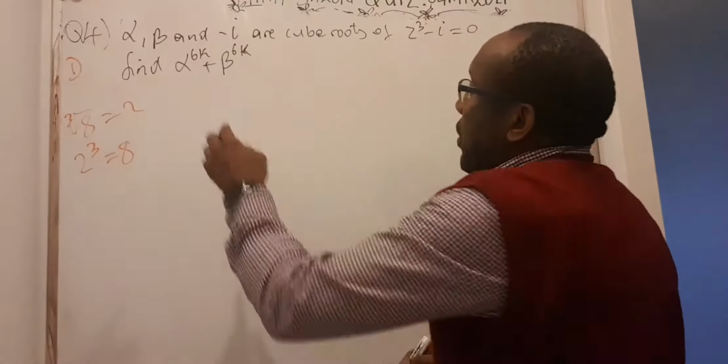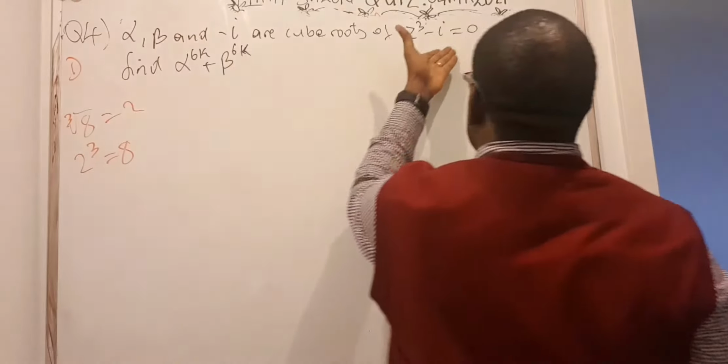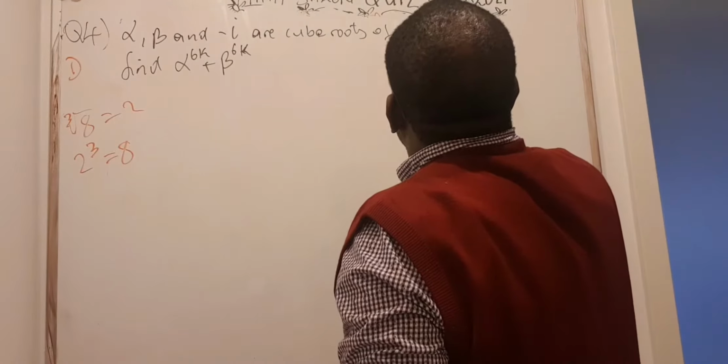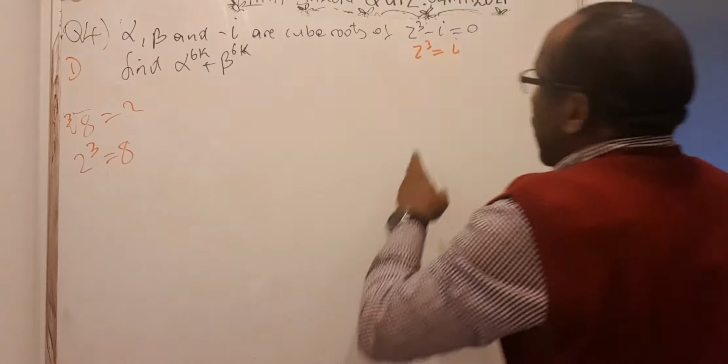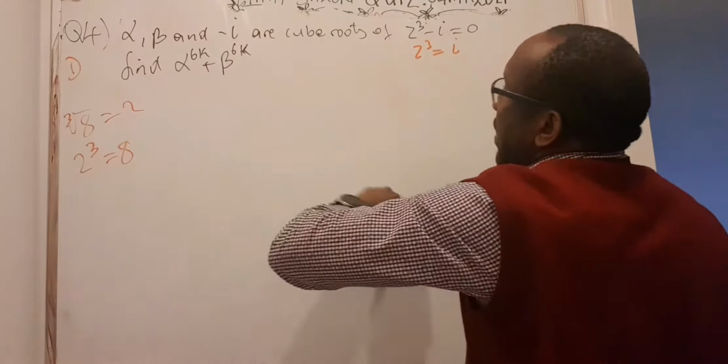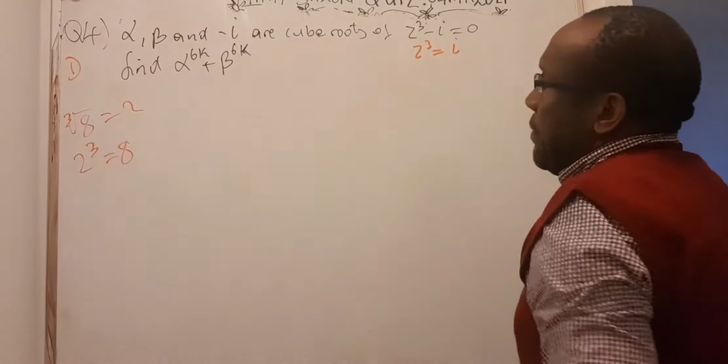That's the idea. So it means that this number, when you cube it, is going to give you the information that you need here. So for example, I can write this as z cubed is equal to i. So if I take alpha and I cube it, I should get i. If I take beta and I cube it, I should get i. If I take minus i and I cube it, I should get i.